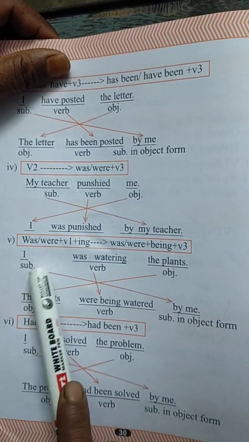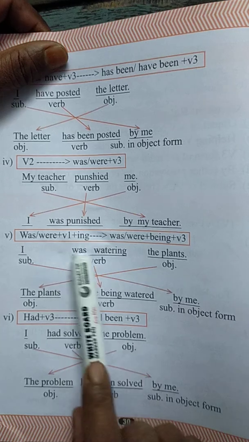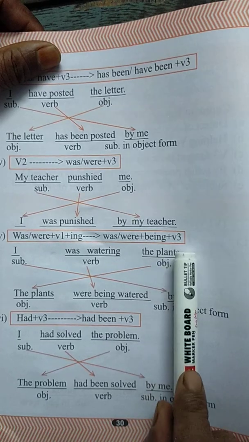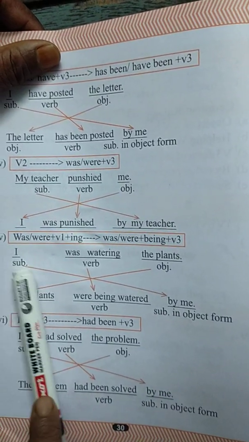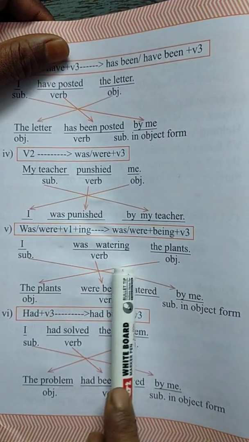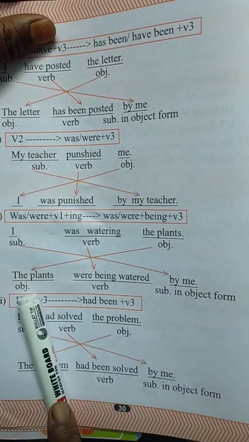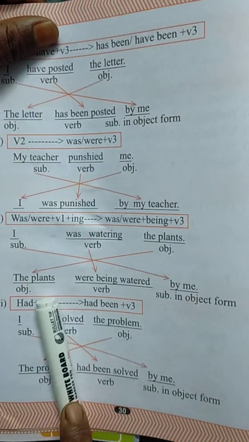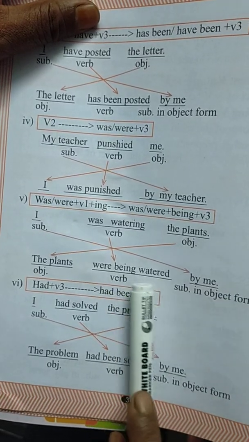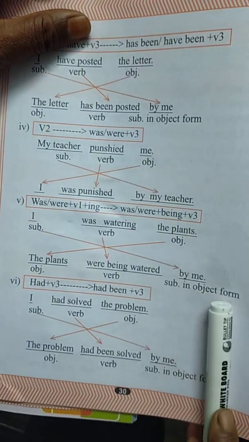So you come to was, were plus verb 1 plus ing. Then it is the active voice form. Then what will be its passive voice form? Was or were plus being plus V3. Like that, the example: I was watering the plants. I is the subject, was watering is the verb, the plants is the object. So the object will come first, the plants came first. Then the verb will come next, were being watered. And the last will be the subject, that means by me.